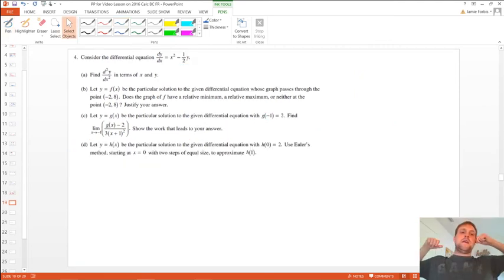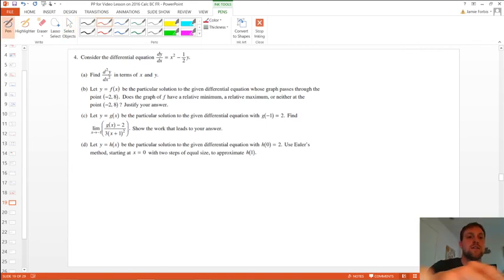D says, let now h of x be the particular solution, and we have a new initial condition. It's that h of 0 is equal to 2. And we're going to use Euler's method, starting at x equals 0 with 2 step sizes of equal sizes to approximate h of 1. All right, Euler's method. Doesn't hurt to go ahead and just write down the formula for Euler's method.